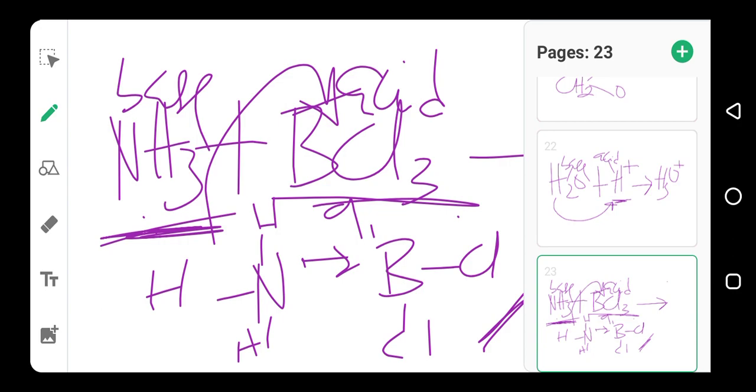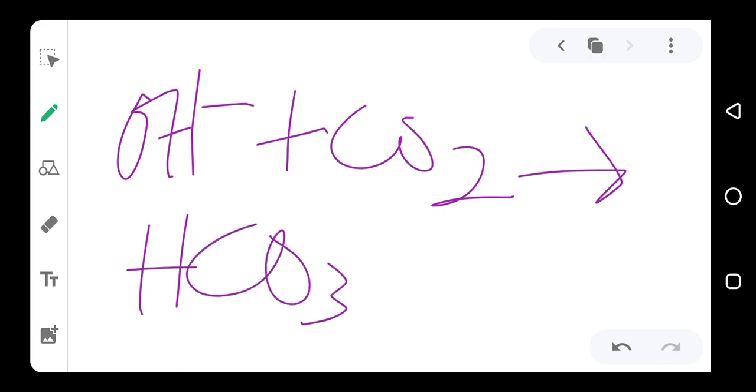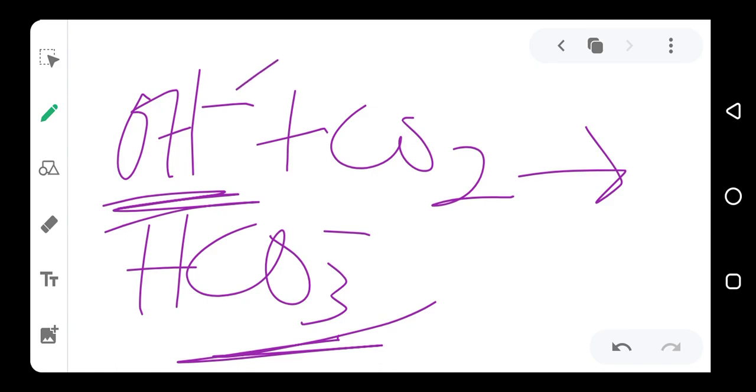Another example is when we have OH minus plus CO2. This substance will give us HCO3 minus. Here, this has negative charge, which means that it has excess electron, which it now donates to CO2 for it to become this. So this that has excess negative electron that is donating is a base, while this one accepting it is an acid.